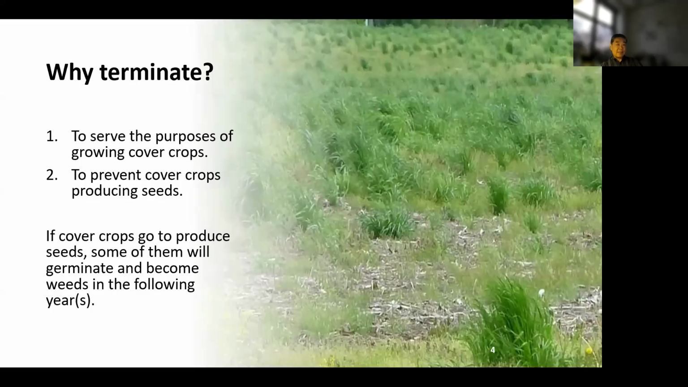This picture on the right side is the result of the cover crop not being terminated properly. So some of the species produce seeds. They germinate the next year and become weeds for the following crop. So in most cases, it's not the species you want to survive, and always those species you don't want, they would show up in your crop field next year.